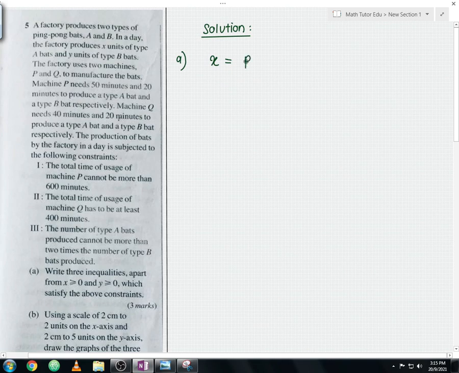ping pong bats A, and y is representing ping pong bats B. Okay, so from here it also mentioned that the factory uses 2 machines, machine P and Q. So let us write it down, beginning with machine P.